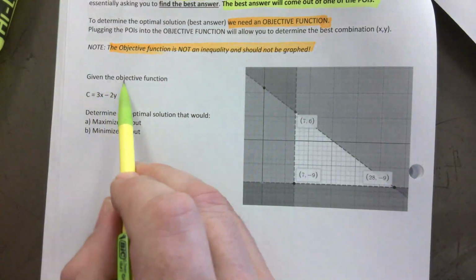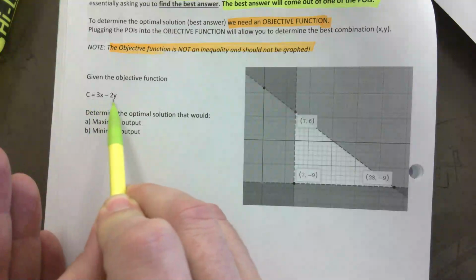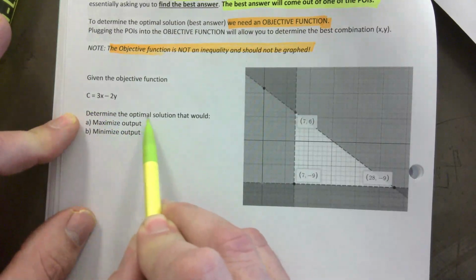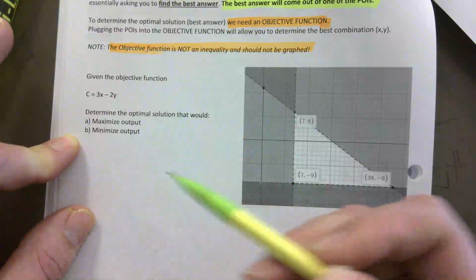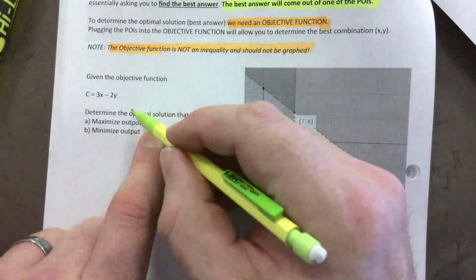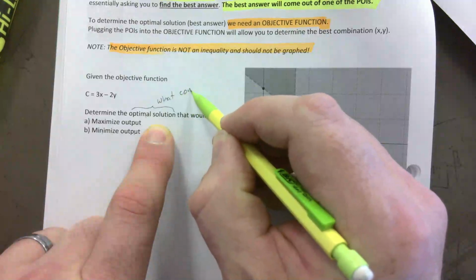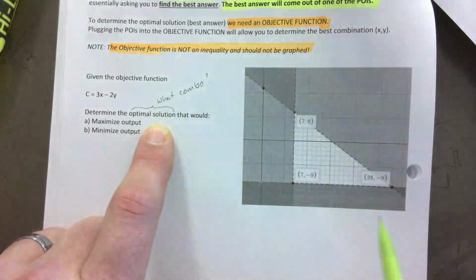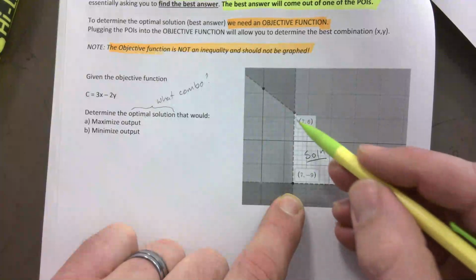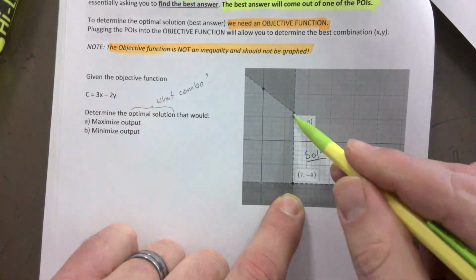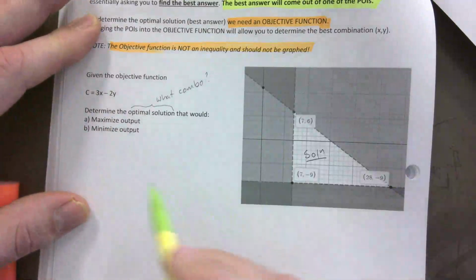So let's say here, given the objective function, this is my objective function here. This is what it's going to look like quite often. Determine the optimal solution that would either maximize the output or minimize output. So you're looking for a combo, okay? What combo, right? That's what they're asking for. So in this case, this is my solution region. I have 3 POIs here, okay? We're going to plug it into this objective function and see which one maximizes.